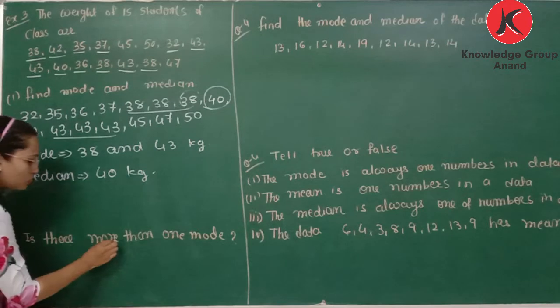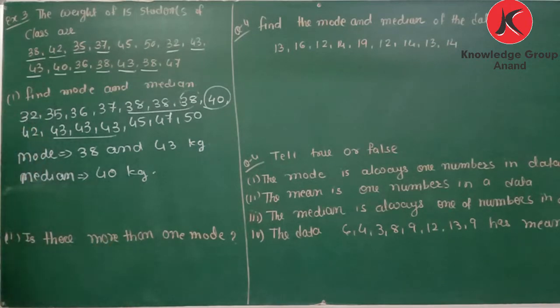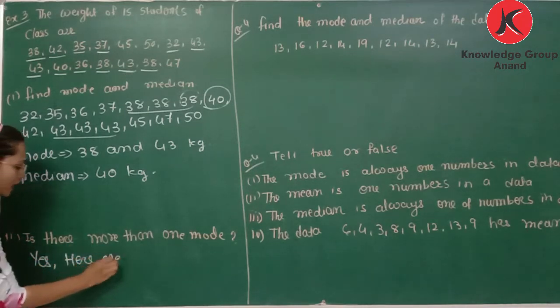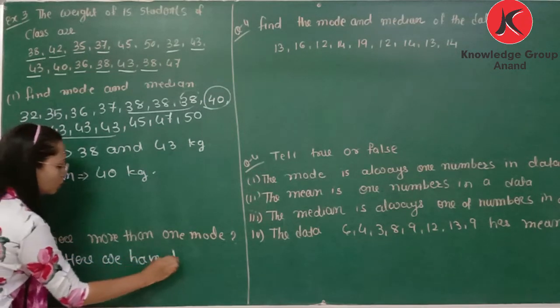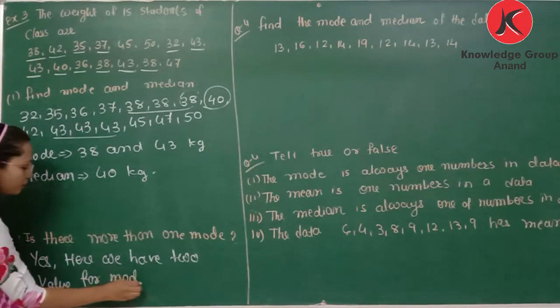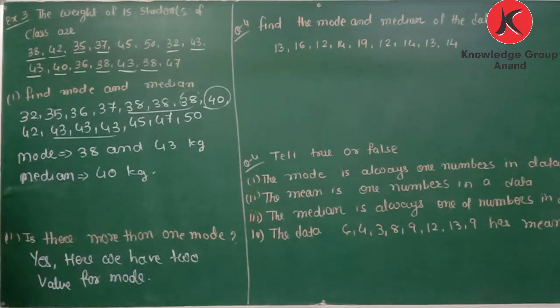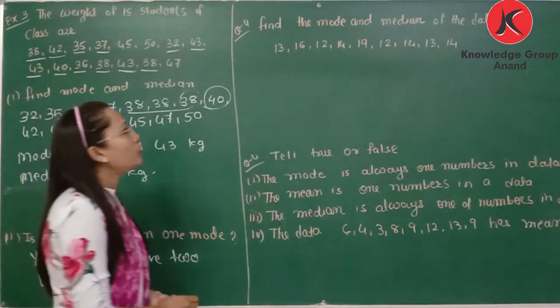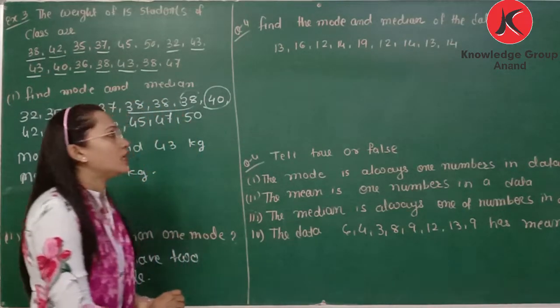Is there more than one mode? Yes, we have two values for mode. Okay. Now next, find the mode and median of the data.